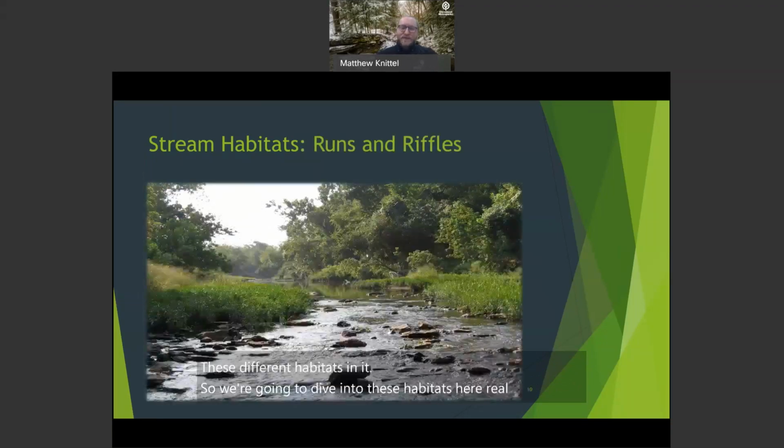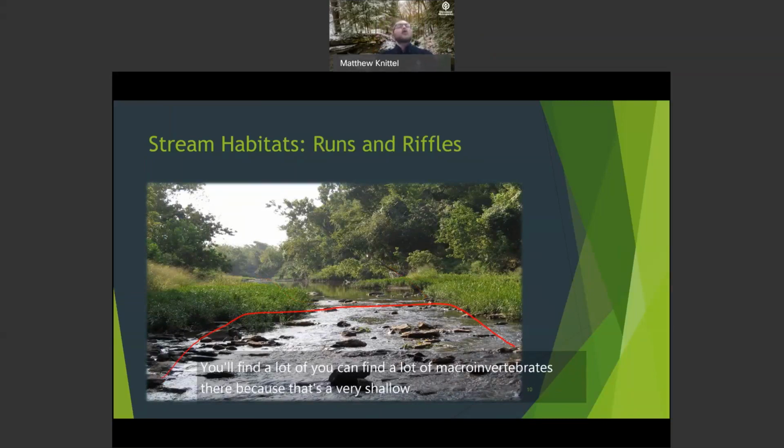So runs and riffles. In the background here, we have more of a run, and that is a deep, fast-moving area of water. And you'll get different species that exist in these different habitats. And then in our riffle, which is in the foreground here, you'll find a lot of macroinvertebrates there, because that's a very shallow, fast-moving area.